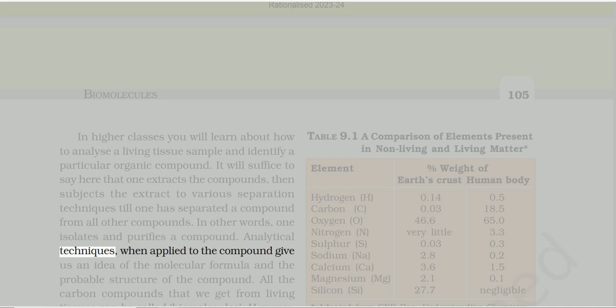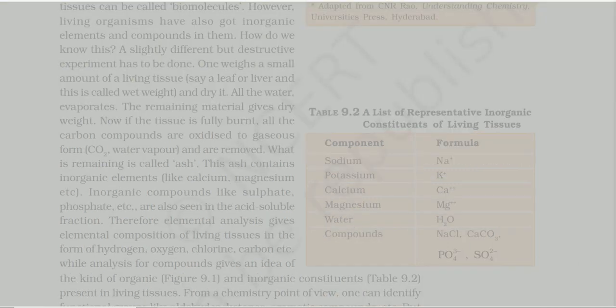Analytical techniques, when applied to the compound, give us an idea of the molecular formula and the probable structure of the compound. All the carbon compounds that we get from living tissues can be called biomolecules. However, living organisms have also got inorganic elements and compounds in them. How do we know this?